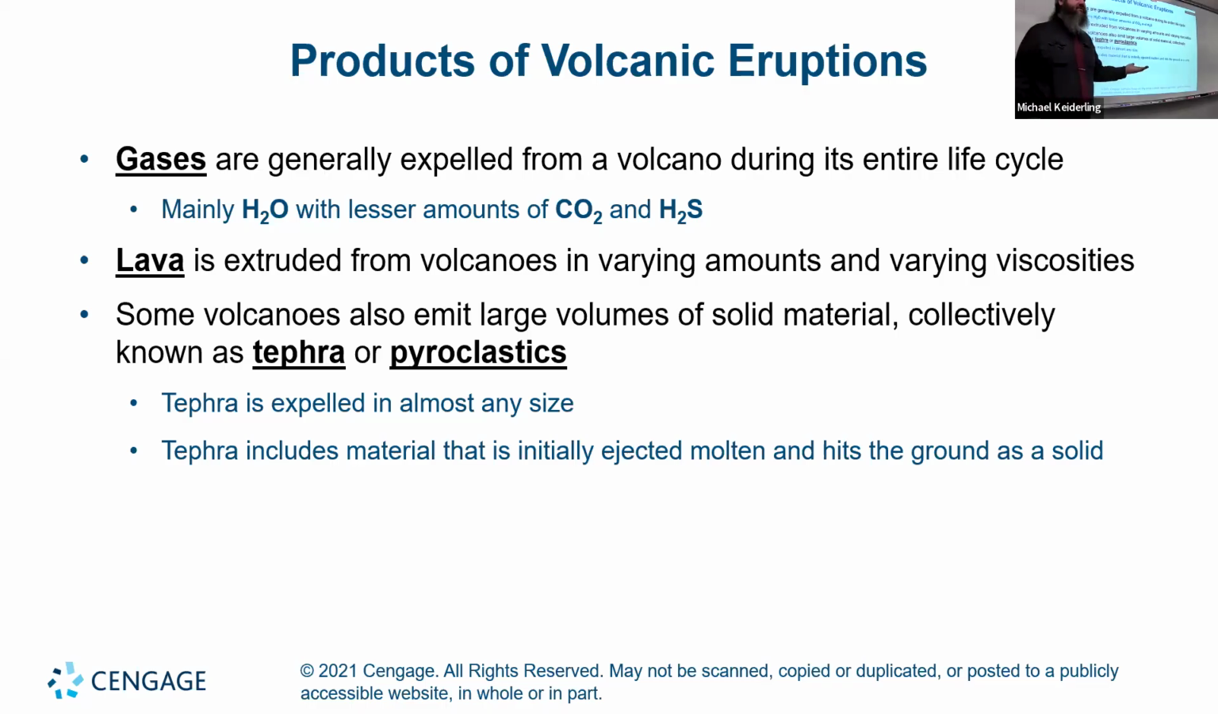Lava is liquid rock. It's extruded from volcanoes in varying amounts and varying viscosities. Some places extrude a lot of lava that's very thin and easily flowing, like the Hawaiian Islands. Some places have thicker, more viscous lava. Low viscosity lava corresponds with more peaceful, consistent eruptions. High viscosity lava tends to correspond to more violent, irregular eruptions.